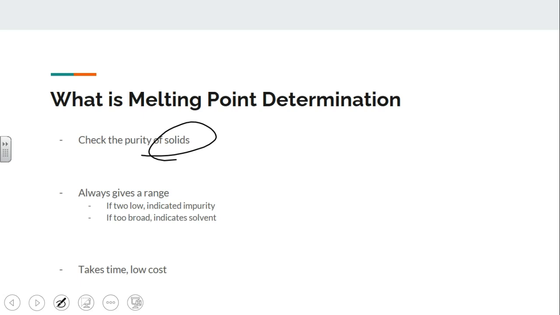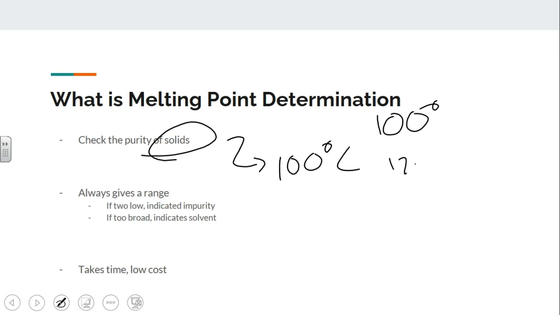So if we have a solid that we purify using recrystallization and we get a melting point of 100 degrees Celsius, and it could be the compound that has a melting point of 100 degrees Celsius or 120 degrees Celsius, we know that it's more likely going to be the compound at 100 degrees Celsius.